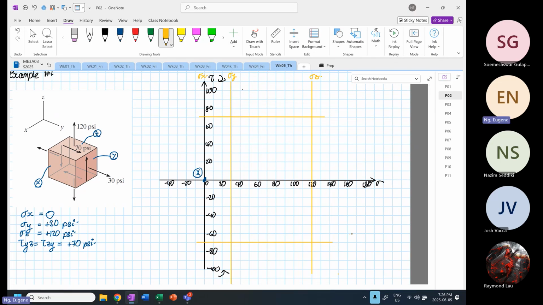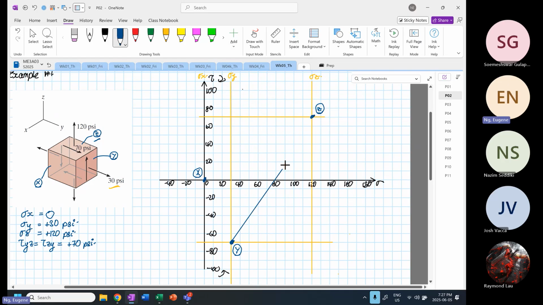Right? So if we look at point Y, which is under tension of 30, the element is going to rotate anti-clockwise, right? So this is going to be your point Y. And then point Z at 120, right? It's going to rotate the element in the clockwise direction. So this is your point Z. And then from here, we're going to draw a straight line. Okay, we're going to draw a straight line.